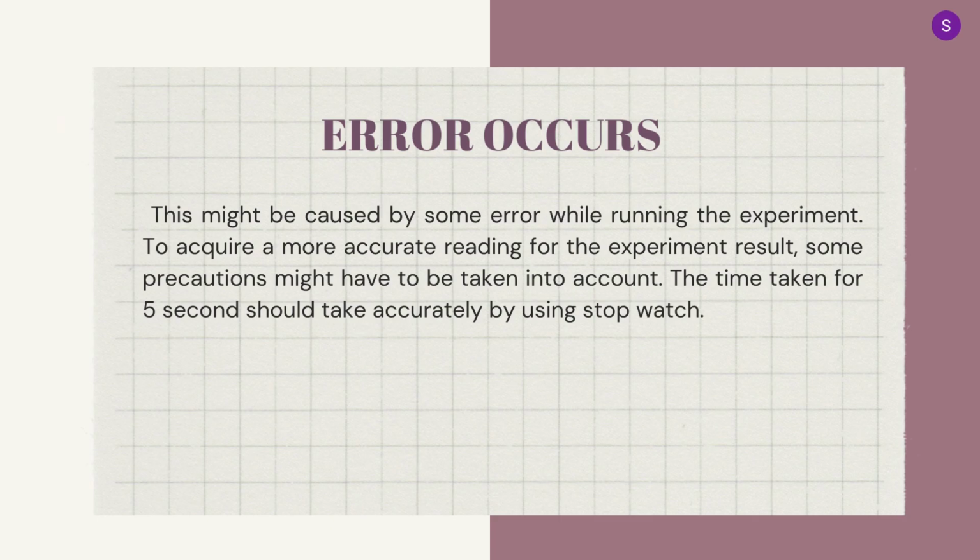To acquire a more accurate reading for the experiment result, some precautions have to be taken into account. The time taken for 5 seconds should be measured accurately by using a stopwatch. Besides, the team member that controls the water outlet valve should also always be alert to the time taken, to avoid errors that might affect the result.